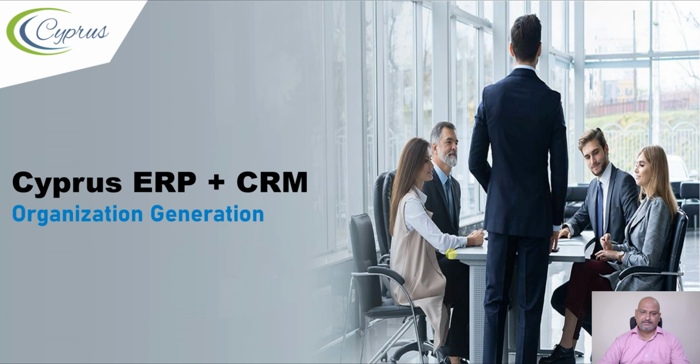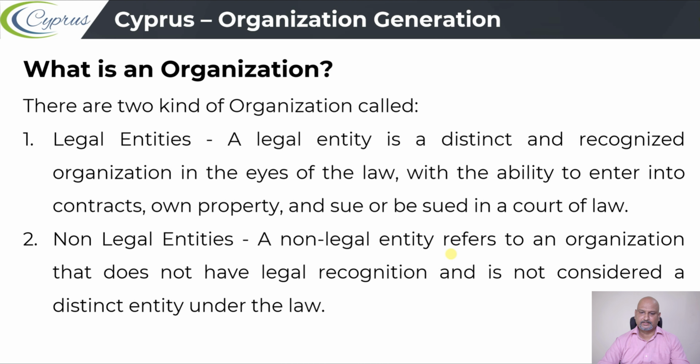Now, what basically are legal entities? A legal entity is a distinct and recognized organization in the eyes of the law, which means it has a certain liability to pay taxes to the government. Legal entities can enter into contracts, own properties, and sue or be sued in a court of law. While a non-legal entity refers to an organization that does not have legal recognition and is not considered a distinct entity under the law. So that's basically the legal and the non-legal entities.